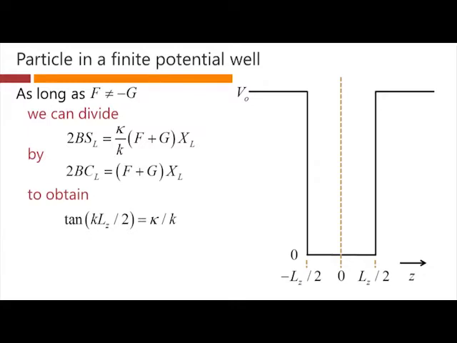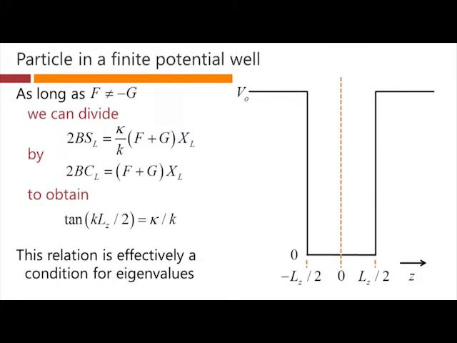So if f is not equal to minus g, we can divide one of these by the other, which means we end up with sine over cosine, which is tangent. The other terms cancel, the two b's cancel on both sides, and we've got just the same thing here as we have here, so we're left with kappa over k. So we get tangent of KL over 2 is equal to kappa over k. And this is a relation that in the end will allow us to figure out what the eigenvalues are, the energy eigenvalues.